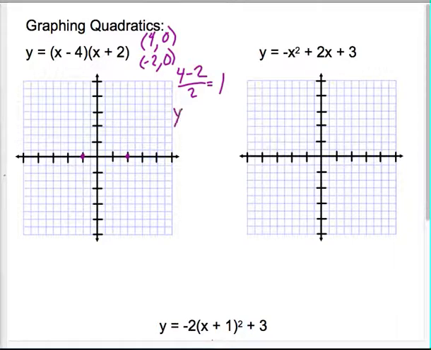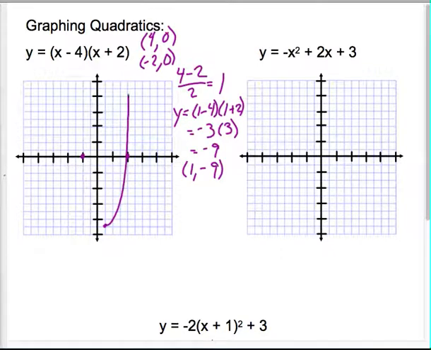To find the y value, I substitute that in for x. So I get negative 3 times 3, or negative 9. So 1, negative 9 is my vertex. And then I can use those 3 points to graph the parabola. Again, make sure the parabola is rounded like a U versus pointed like the V shape for the absolute value.